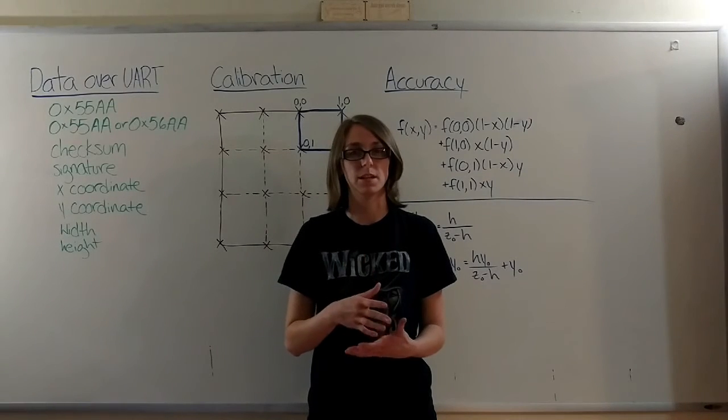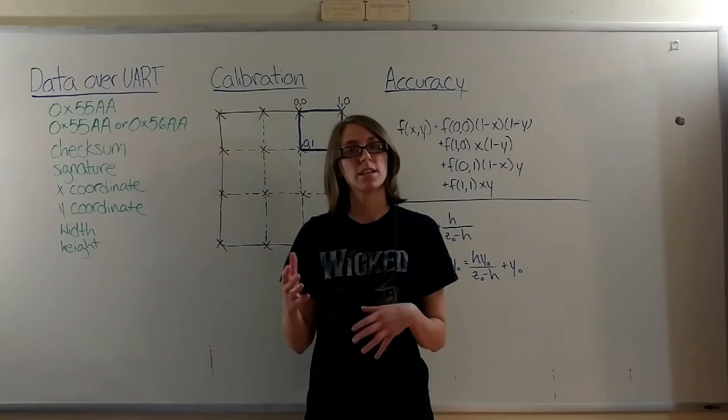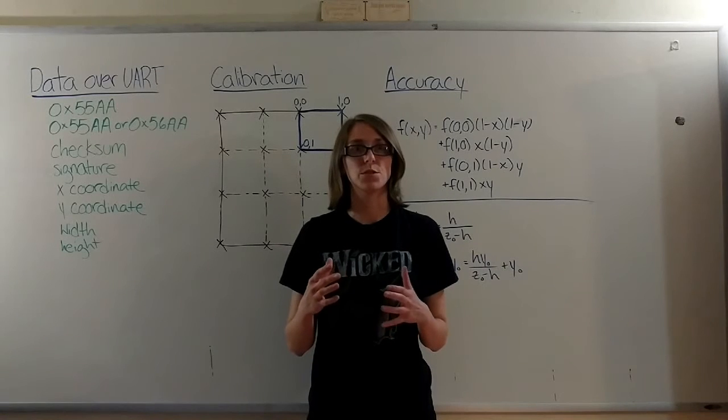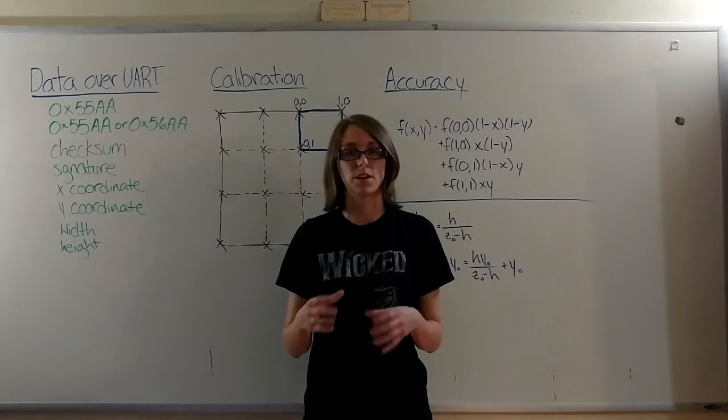The sensor I decided to use is the Pixie camera. The advantage of using this camera over other cameras is that it does image processing on the camera already. And the way that it does that is it's able to detect objects based on their color.